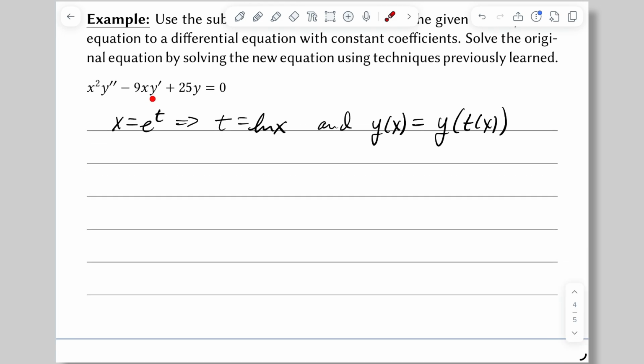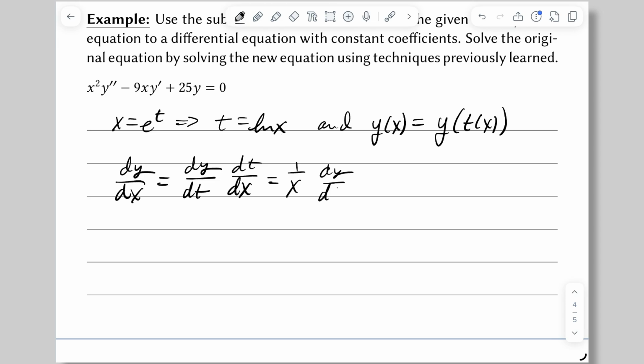We need to substitute y prime and y double prime. y is a function of t, which is a function of x. We're going to differentiate with respect to x. dy dx is dy dt times dt dx using the chain rule. We know what dt dx is though, because t is natural log of x. This thing becomes 1 over x times dy dt, where the 1 over x is coming from dt dx and t is natural log of x.